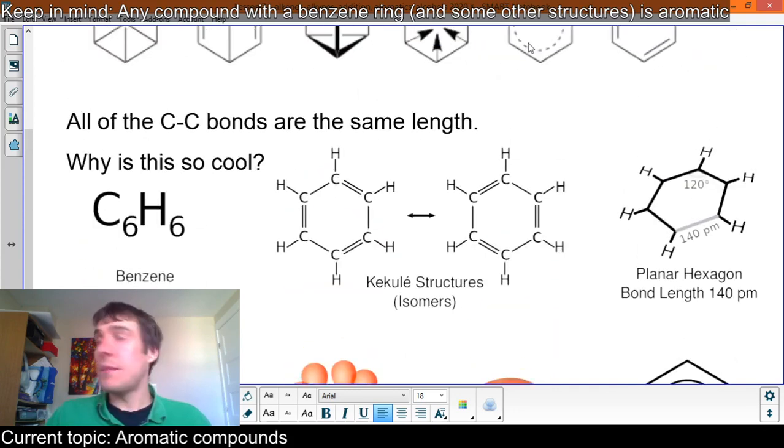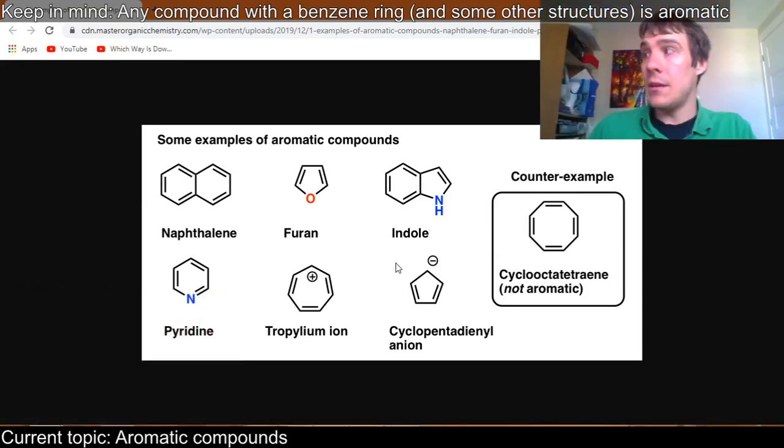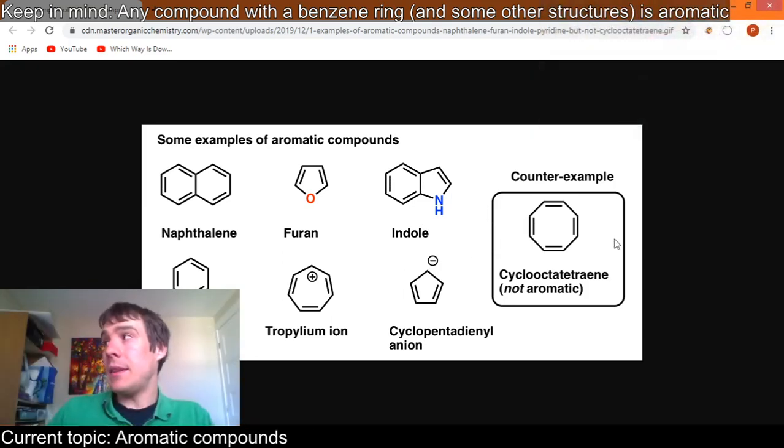One thing to note, some other structures can be aromatic. So for example, here's a few different ones like furan, indole, tropylium, cyclopentadienyl. A few interesting different ones. There's also the one behind my face, which is pyridine. This is not aromatic though. Kind of neat, doesn't have that overlap.